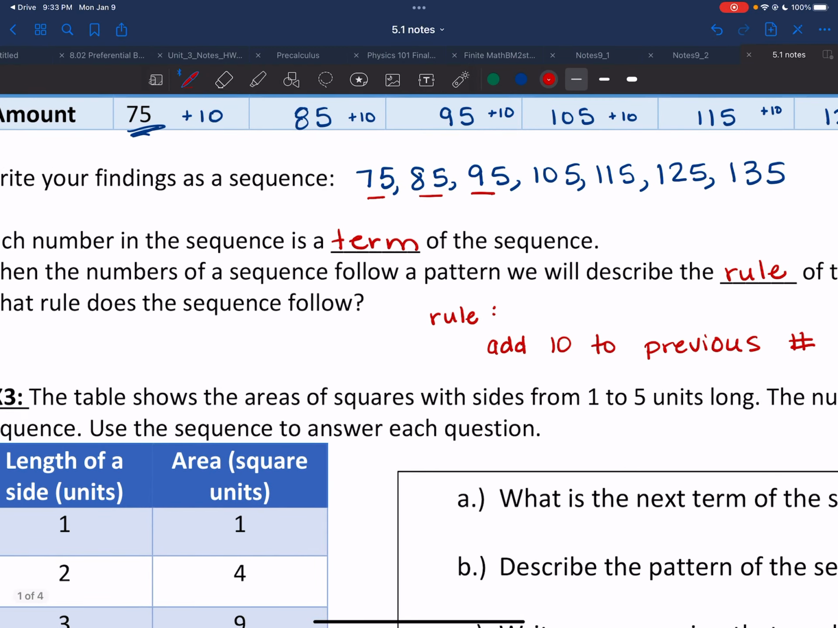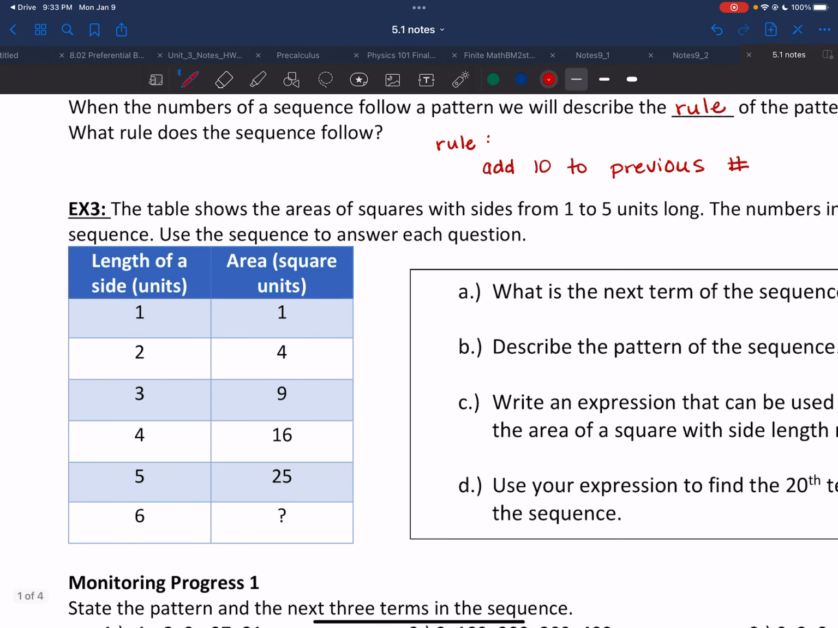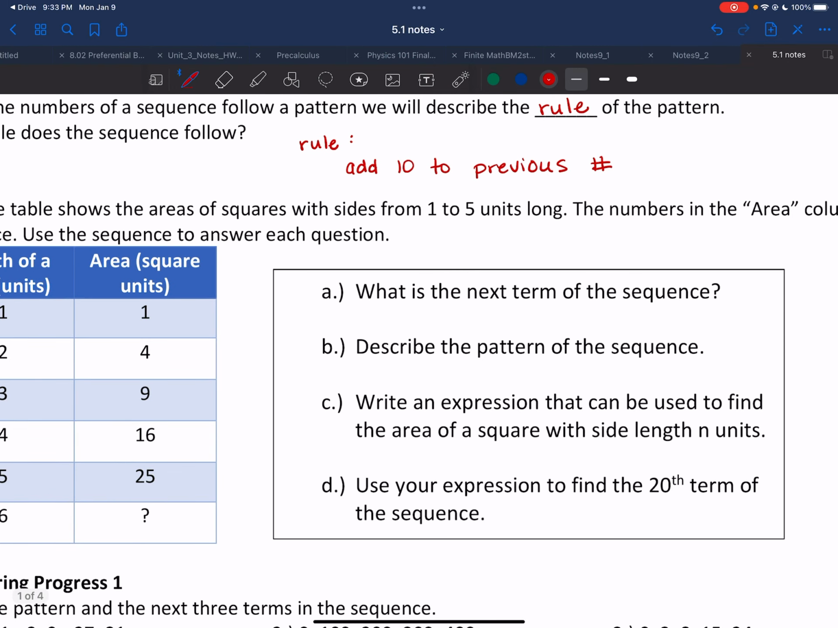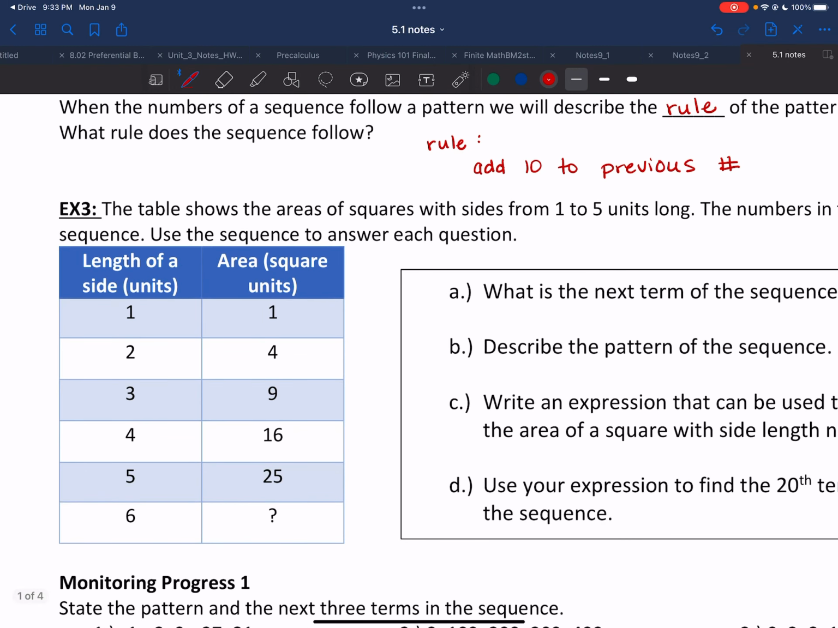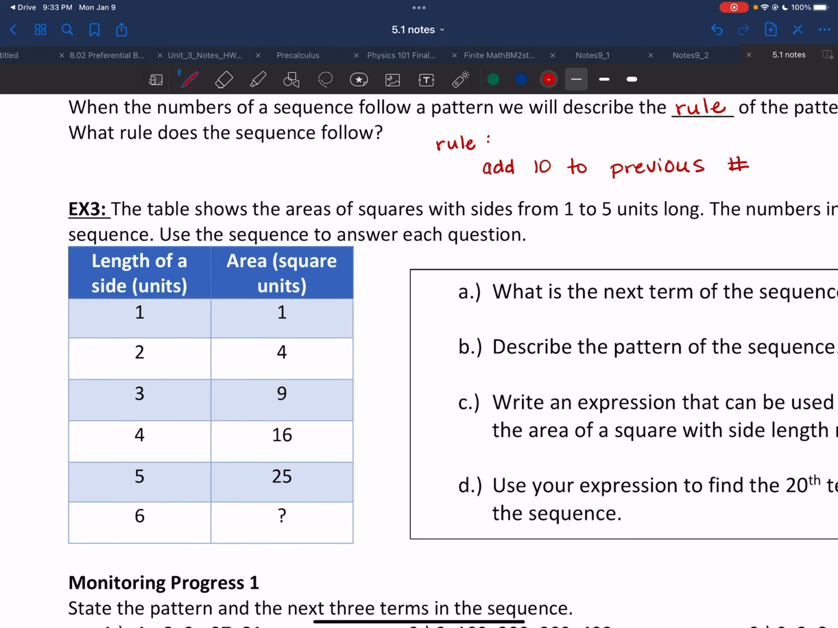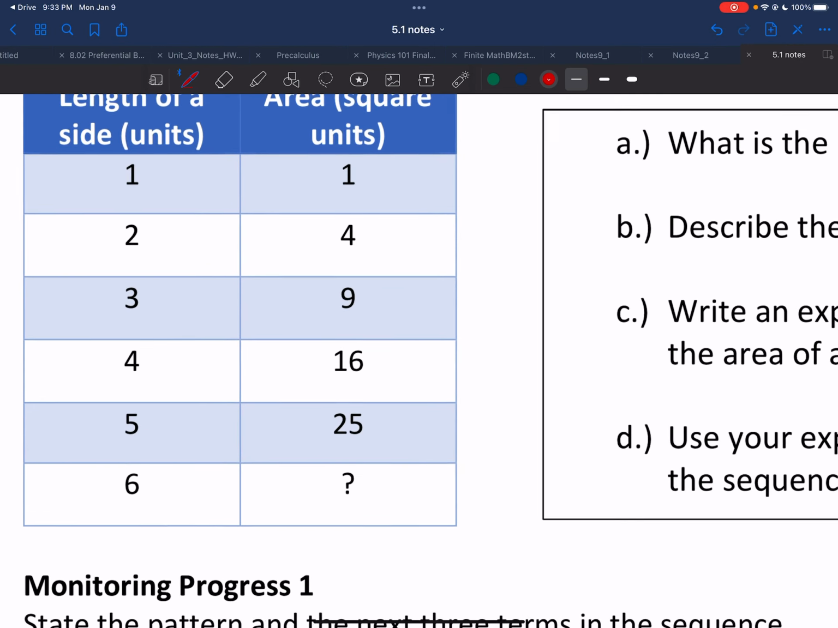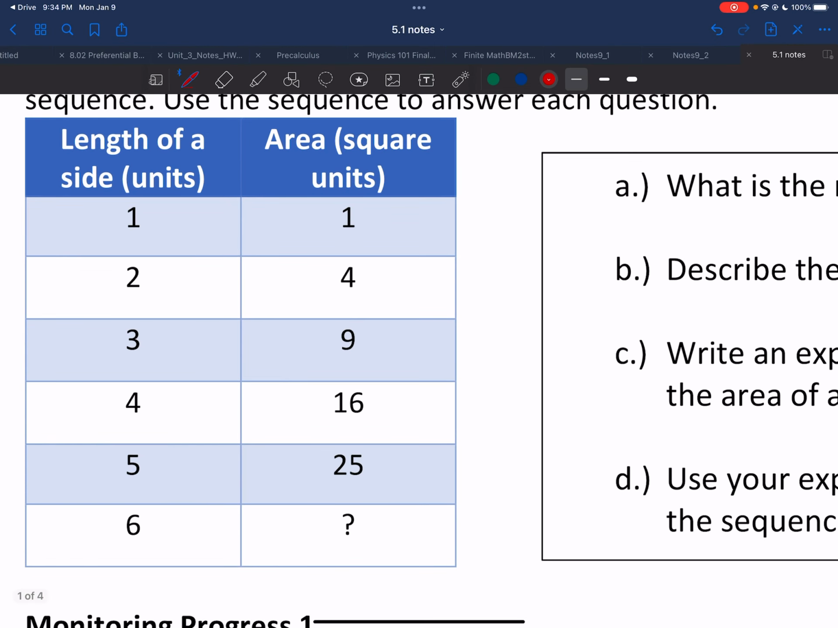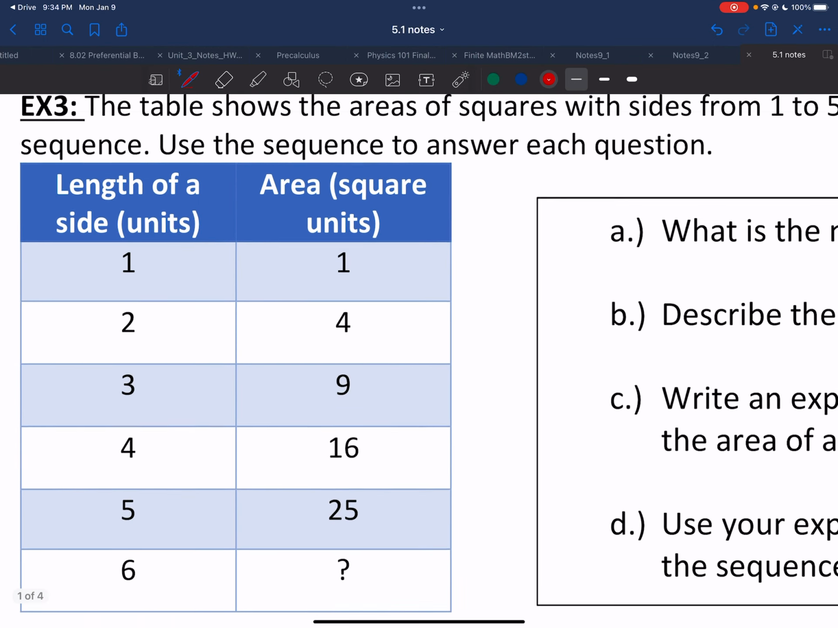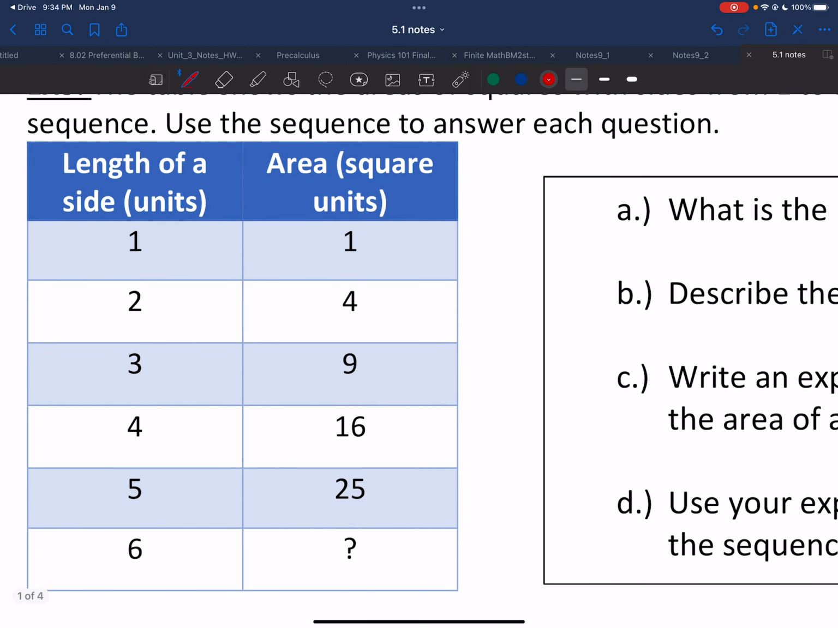All right, let's look at another example. The table shows the area of squares with sides from 1 to 5 units long. The numbers in the area column form the sequence. Use the sequence to answer each question. Okay, so what is the next term of the sequence? Let's take a look at that. If I have a side, I'm in a square, right? My square is going to be the length times width, and a square has the same value. So I'm going to multiply this by itself.